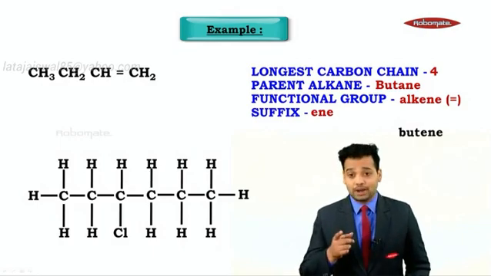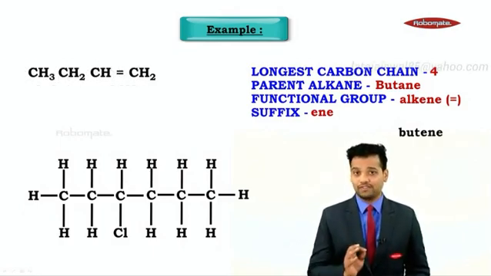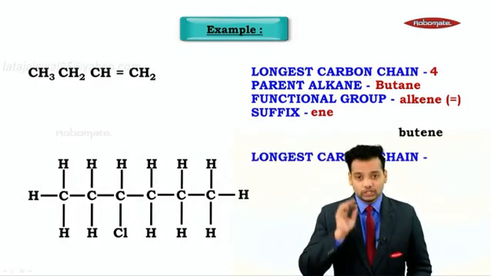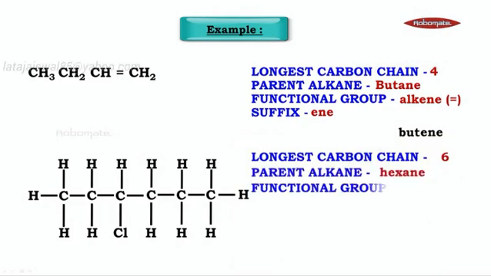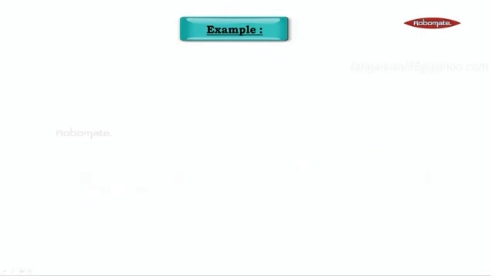Now this carbon, okay, how many carbons? Sir, is this a branch chain because I can see a branch? No, it is just a chloro. Remember that. Don't get confused by the chloro in your exam. So there are 6 carbons in the straight chain. So longest carbon chain is 6. And parent alkane is hexane. And there is a functional group chloro, that is halo. The chloro will be a prefix and therefore the name would be chlorohexane.